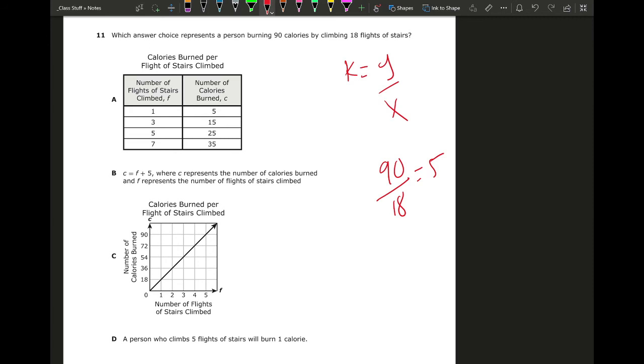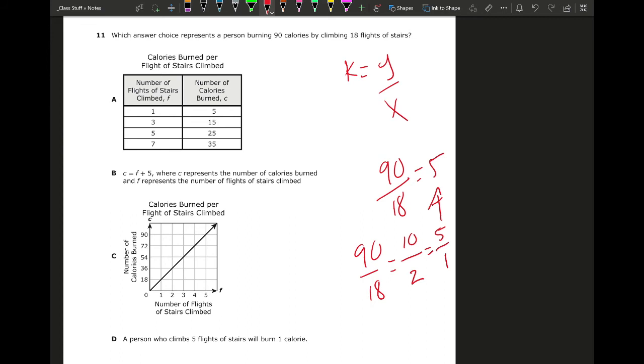Or you can just simplify 90 over 18. If you simplify that, divide by 9, you get 10, and you get 2 right here. And you can simplify that, then you get 5 over 1, which is the same as right there. Now, we have to find one that matches 5. 1 over 5 or 1 to 5.